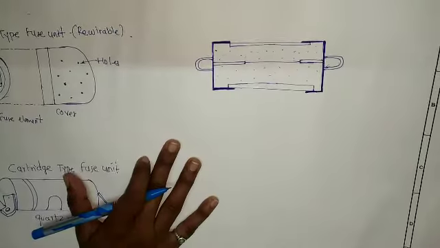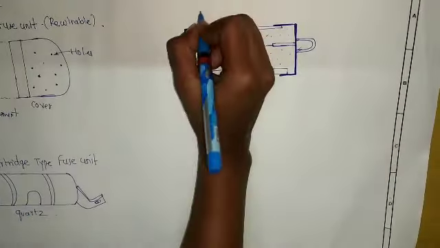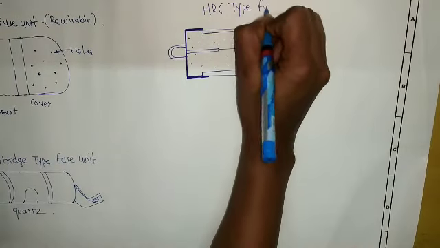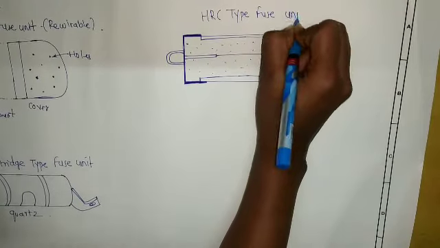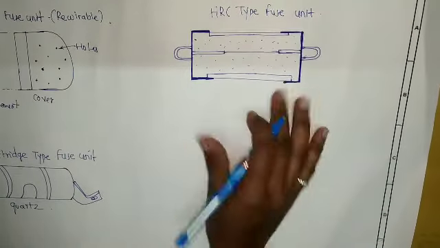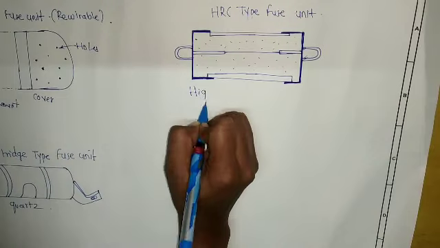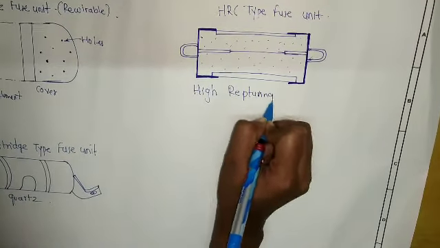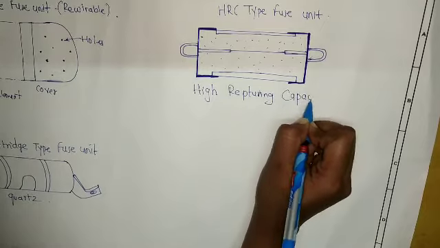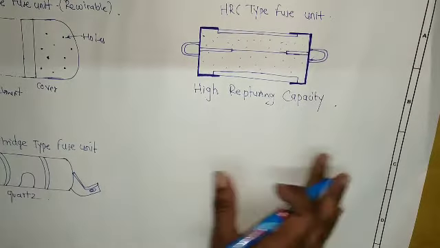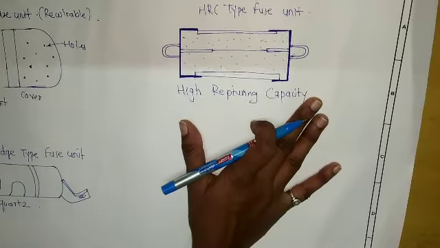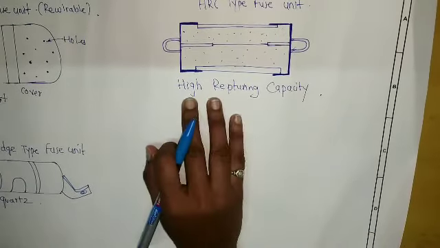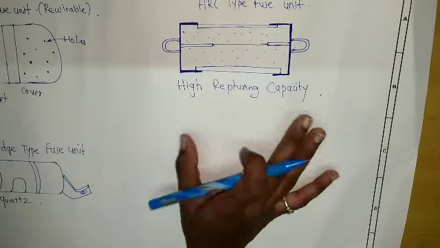Now we will see HRC type fuse unit. So what does it mean by HRC? HRC means high rupturing capacity. So whenever they ask you to explain HRC fuse, then the first thing you have to write is the full form of HRC. So HRC means high rupturing capacity.